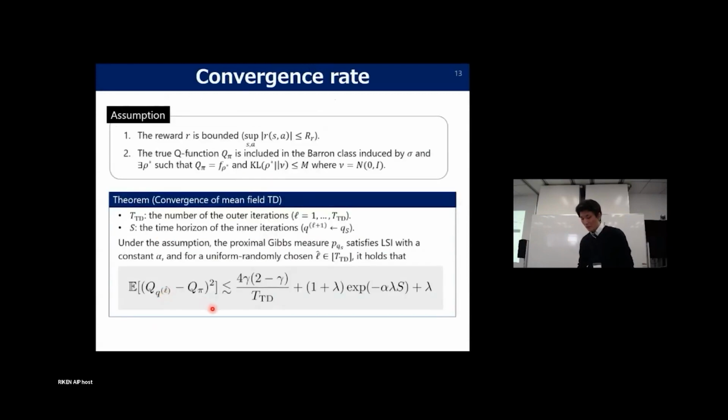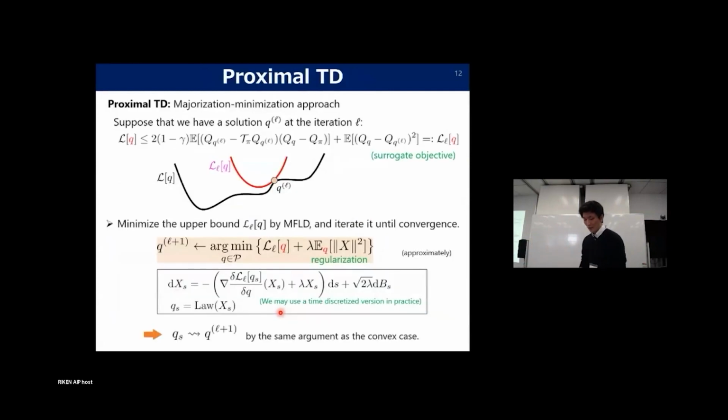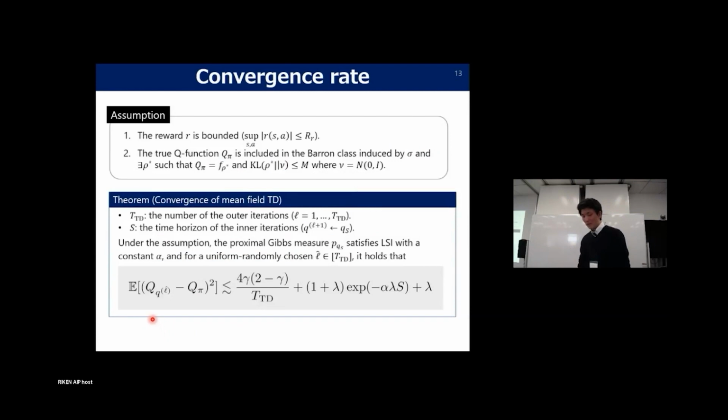Anyway, we get this convergence rate. In our inner loop, we run the mean field Langevin dynamics, then we update Q_l to Q_{l+1}. Then we iterate that many times. We suppose that we stop this outer iteration at T_TD. As for the inner iterations of the mean field Langevin dynamics, we run from time 0 to large S, then we stop and take that solution. Then we obtain the approximated next solution Q_{l+1}. So then we have this upper bound of the objective function. The main term coming from the outer iteration is like 1 over T.